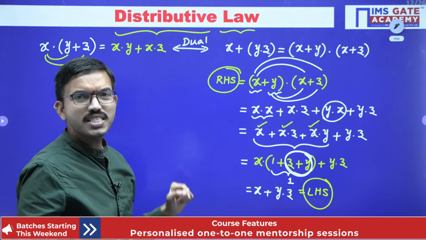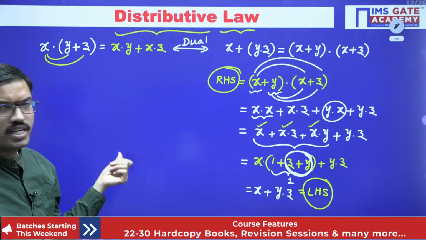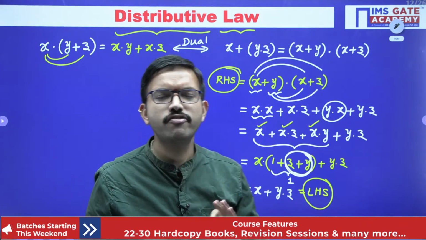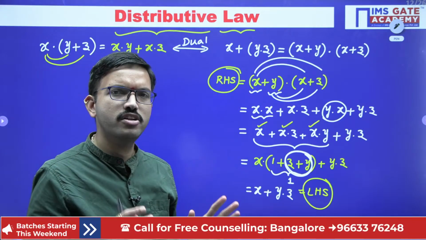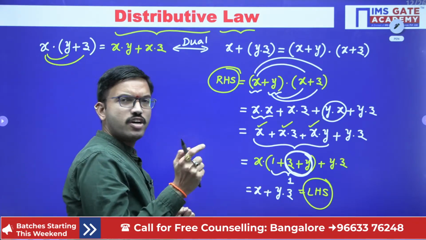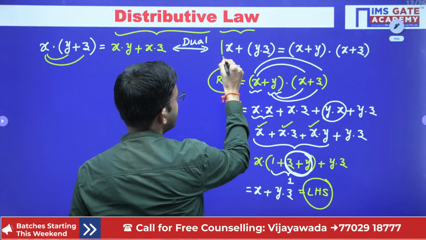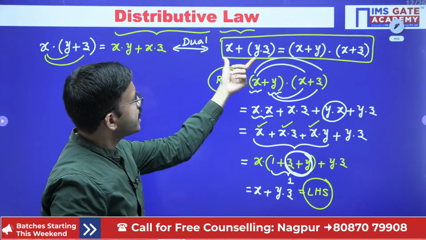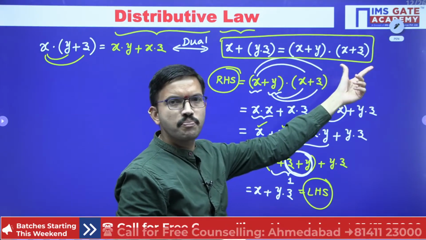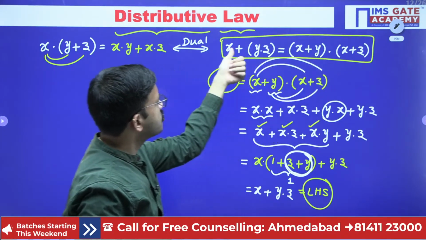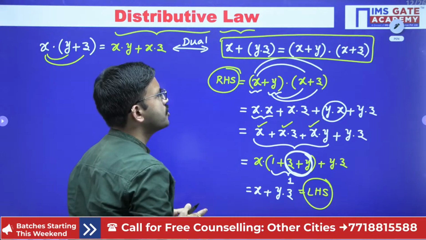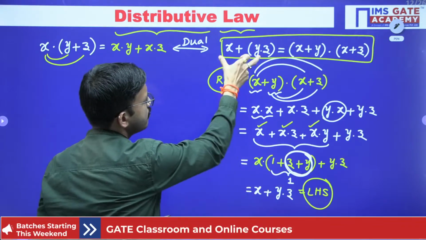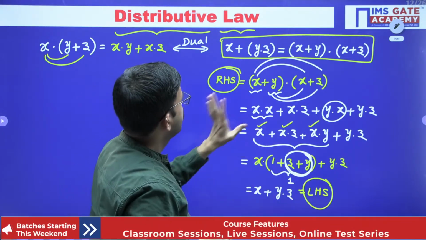Based on the requirement, whatever laws or basic rules we are discussing will be helpful while you are simplifying any Boolean function. Based on the requirement, if you have an expression like this, you can write it like this, or if you have an expression like this, you can write it like this. Because just now, if you carefully observe, I considered the right hand side term, and after simplification I got the left hand side term. So it is very simple.